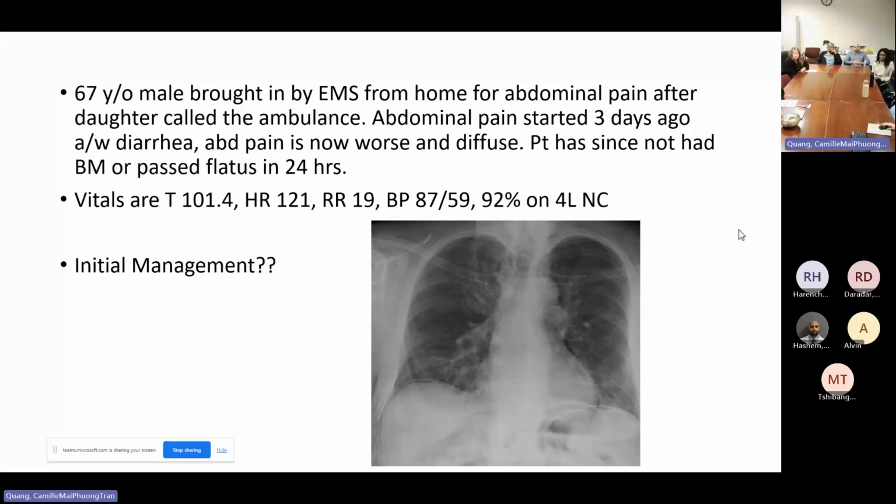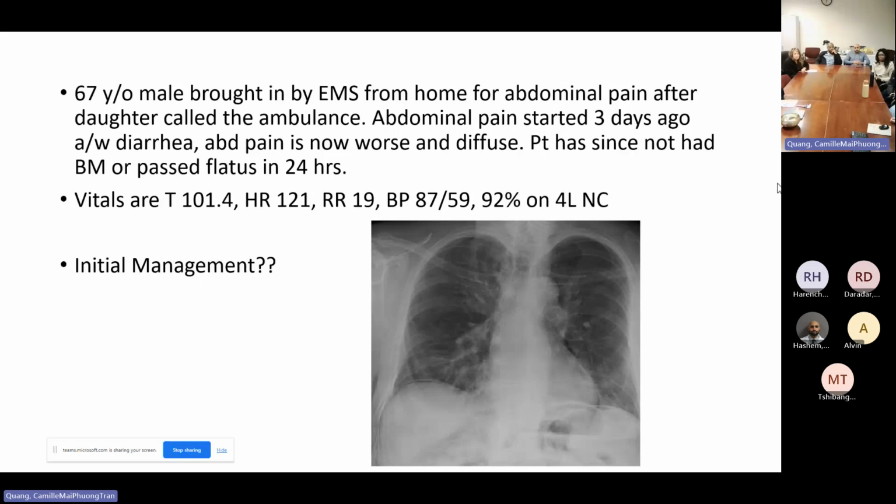Okay, so back to our patient, same story, same vitals. They got an X-ray, here's the X-ray. Nothing's been done for this patient yet but this X-ray. What do you want to do? Where do you start? The ABCs or? All of it.